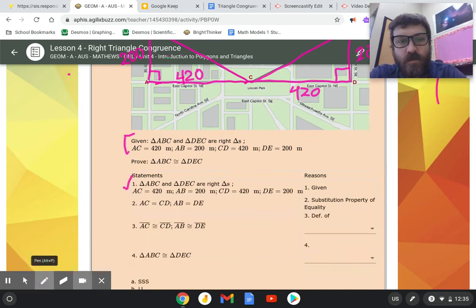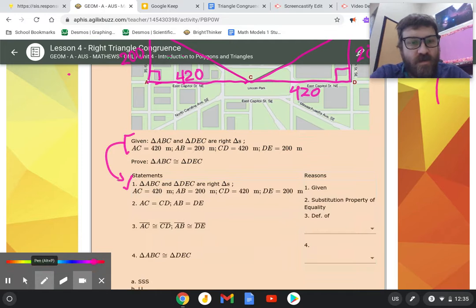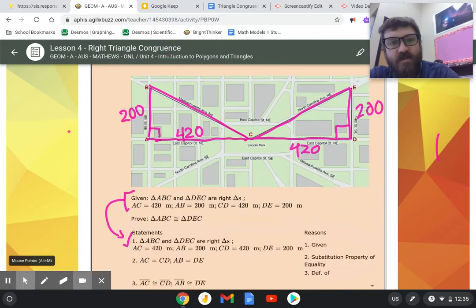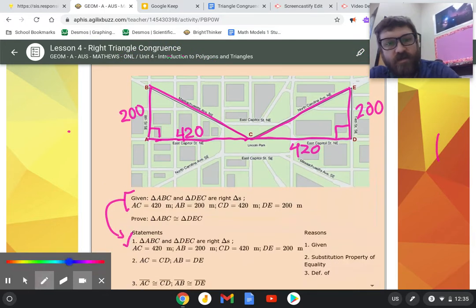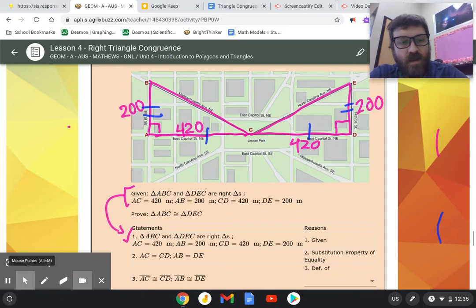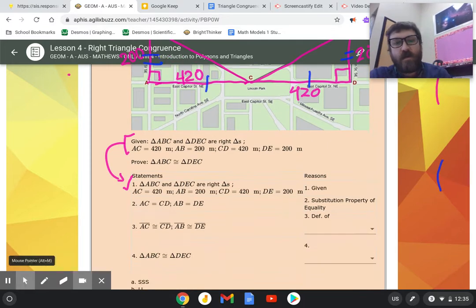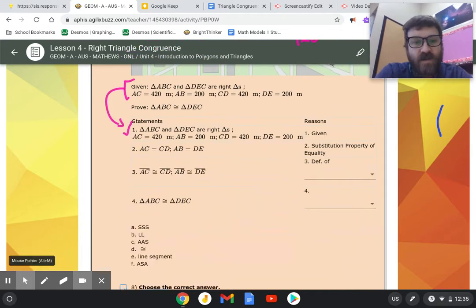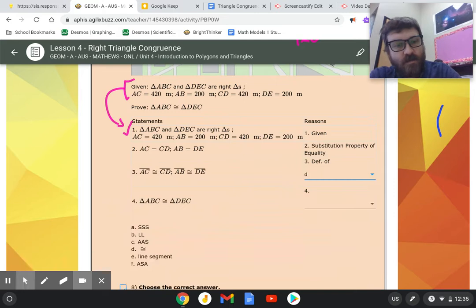That's all coming from here. That's given. Then AC is congruent to CD, and AB is congruent to DE. So that's the fact that these sides are congruent. This side is congruent to this side is congruent to this side. That's all because of the fact that those are congruent. They're the same length. And then they say that these segments are congruent. That's the definition of congruence. That's going to be answer choice D.